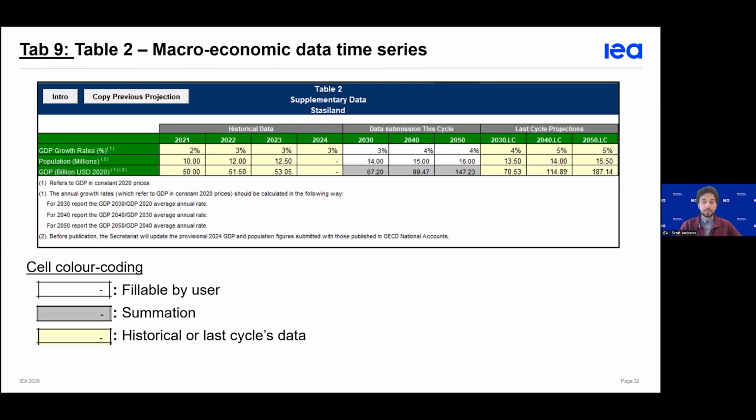And it's also a good time to mention some of the color coding for this in the next tab, which I've shown at the bottom here. The white cells are ones that are fillable by the user on these tabs. The gray, as with the energy balance ones, are the summation ones that are not able to be edited. And then we have this yellow color. This is for historical or last cycle's data. And last cycle's data, as in the acronym LC there in the picture, is what was submitted to us the last time that you had a submission to the IEA.